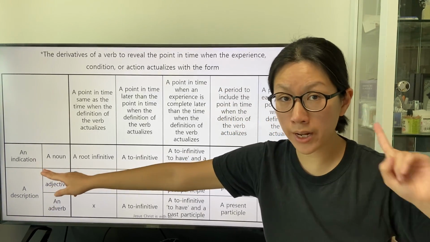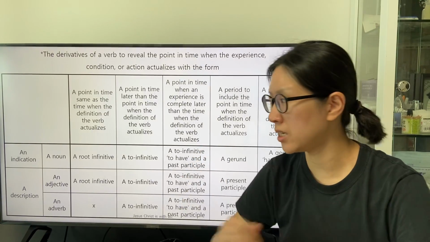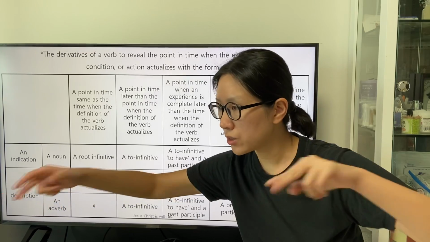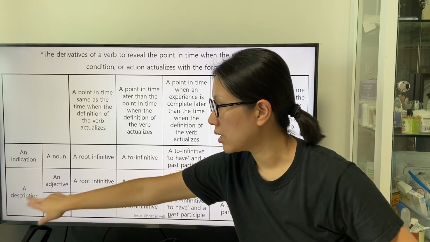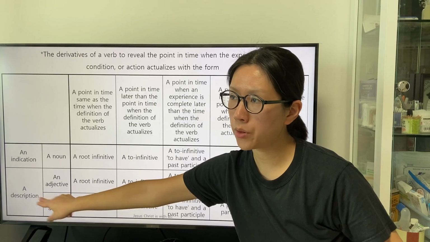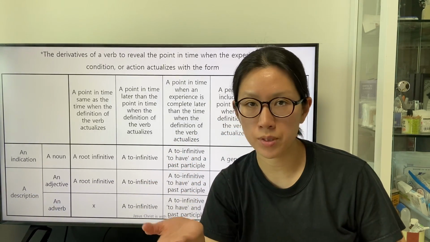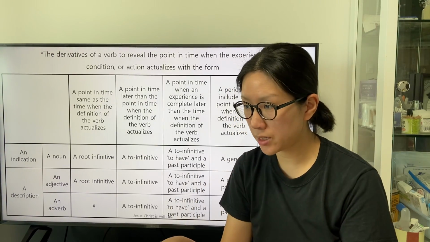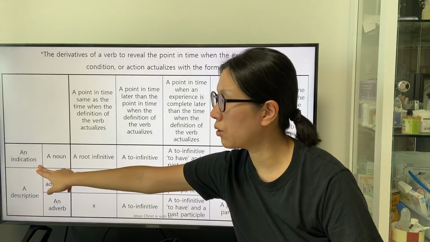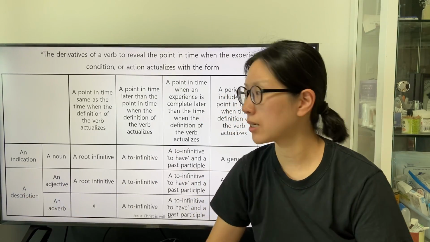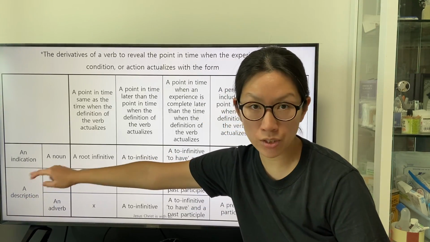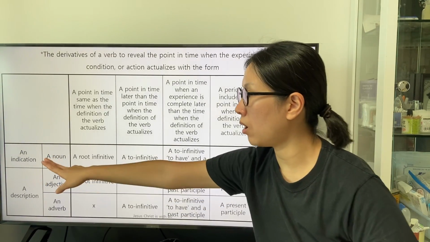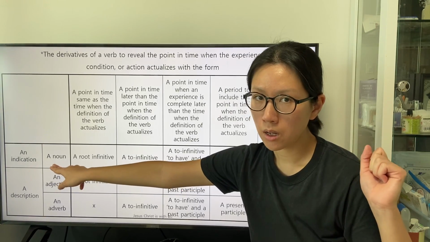The first trait to classify a word is an indication. And the second trait to classify a word is whether the word is a description. A word can be classified into an indication or a description at first, and an indication can be specified into a noun or a pronoun.